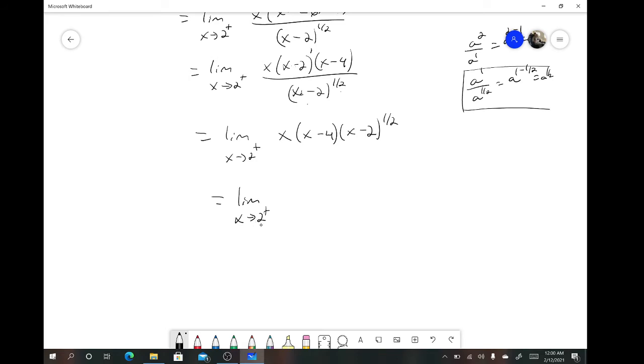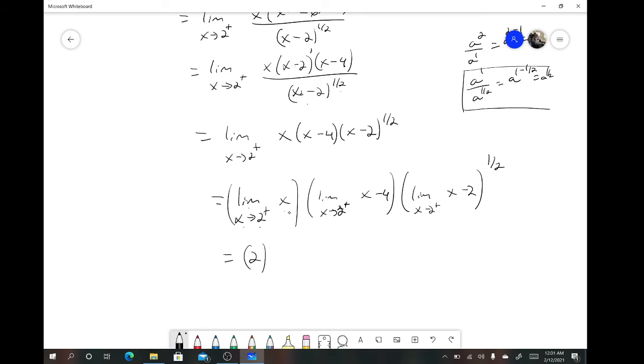So this is going to be the limit as x goes to 2 of x times the limit as x goes to 2 from the right side of x minus 4 times the limit as x goes to 2 from the right side of x minus 2. And remember, because we have a power up here, we could take it out by rule number 7. So now what we have is, well, the limit as x goes to 2 from the right side of x is simply just 2 by the theorem of limits of linear functions.